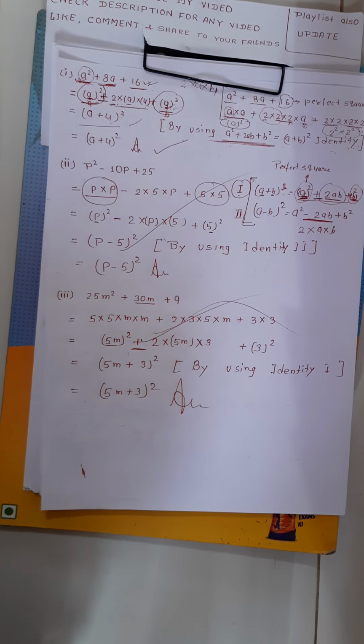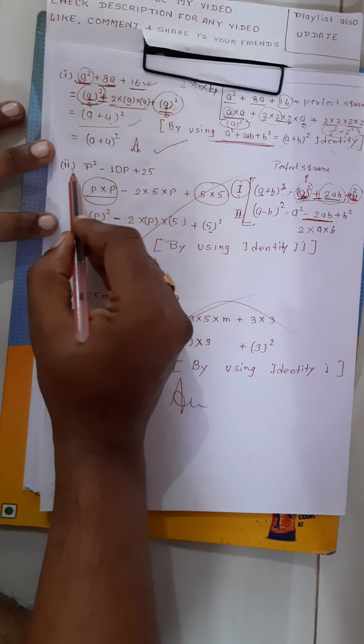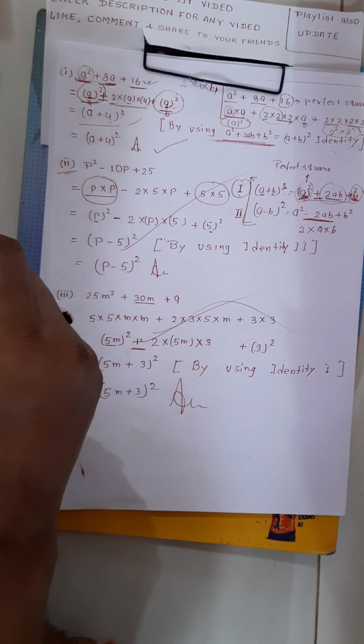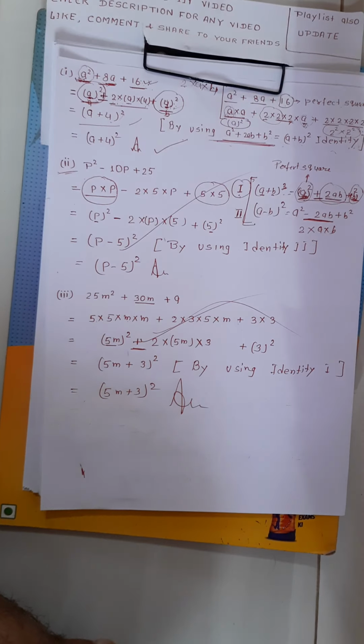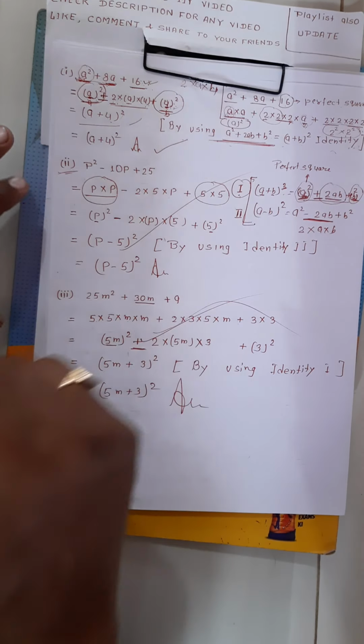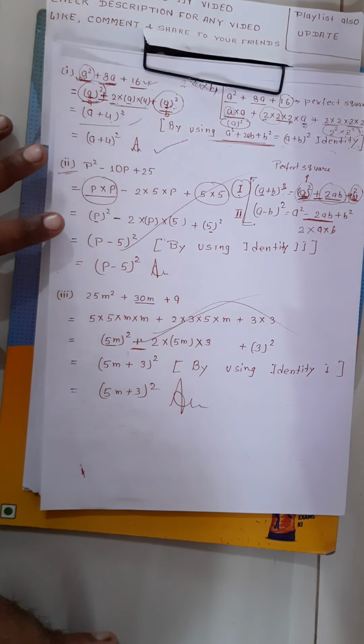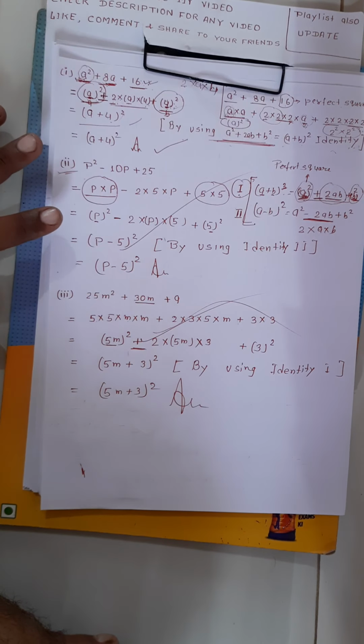Okay, now we can go quickly. Now our second question is p square minus 10p plus 25. Again you check whether we can take out the common factor.